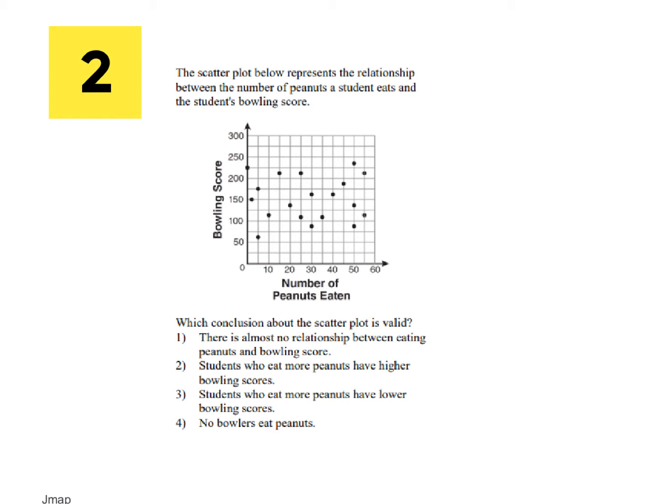So no bowlers eat peanuts. That seems kind of silly. Students who eat more peanuts have lower bowling scores. Well, as peanuts go up, nothing really happens with bowling score, so no. Students who eat more peanuts have higher bowling scores. No, same thing, nothing really happens. There is no relationship, or almost no relationship.